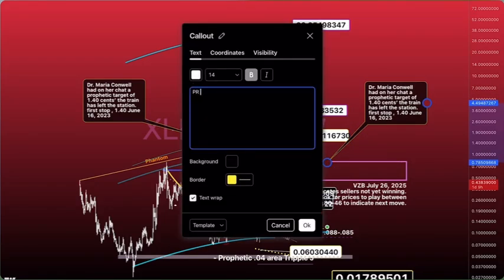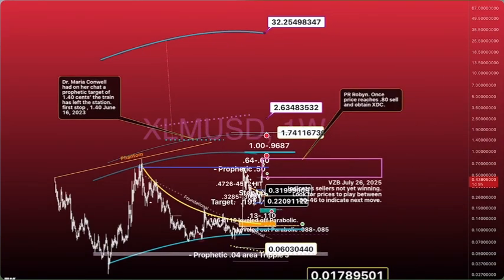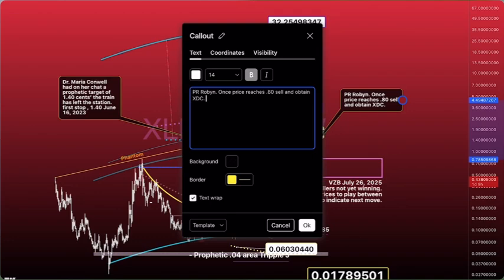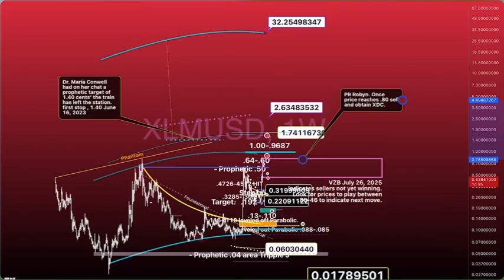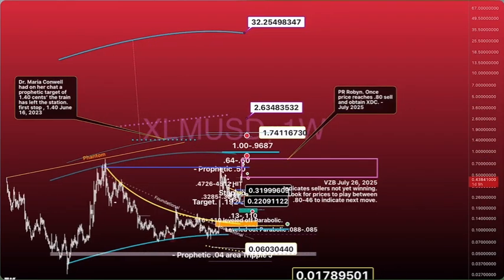I think this is where my dream is. It's saying, was it Prophet Robin or somebody? Yeah, once price reaches 0.80 cents, sell, then buy XDC. Obtain XDC. Okay, I think XDC will go somewhere to $5, if I remember. I need to review my search. Yeah, that's what it is. My XLM is set to 80 cents right now. Okay.